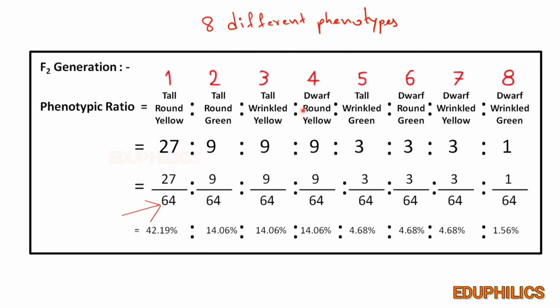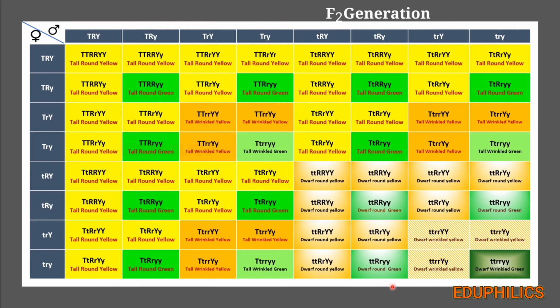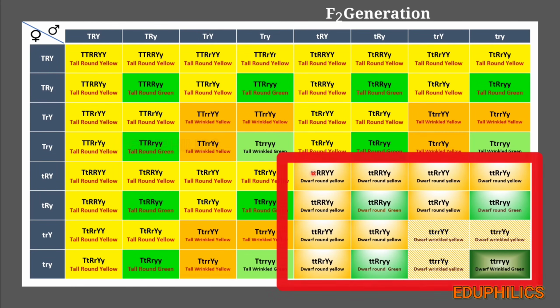Okay, now let's count the number of dwarf varieties. You find this region here. These are all dwarf variety plants. See, dwarf round yellow plants. Let me mark this. This is also like a triangle. There are 9 dwarf round yellow plants and dwarf round green plants are only 3. Then dwarf wrinkle yellow are 3 and dwarf wrinkle green, the rarest plant, is only 1.